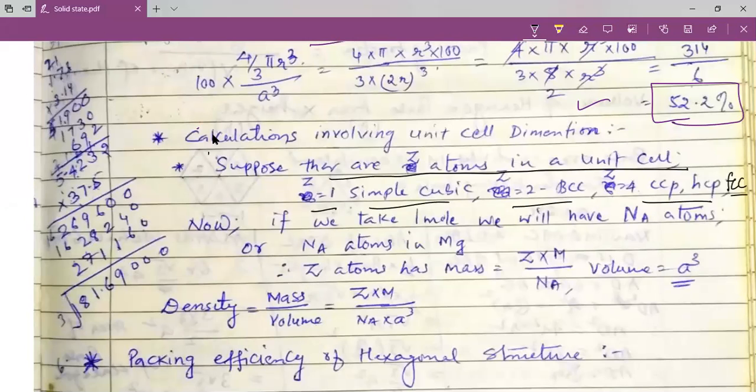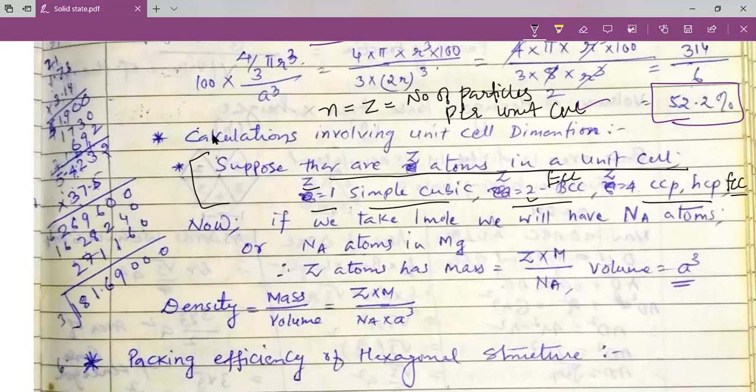So this is what you need to remember. It is better if you remember that during calculation, if you find Z is equal to 1, which I have written as N is equal to Z is equal to number of particles per unit cell. So here Z represents the number of particles per unit cell. If Z is equal to 1, we have simple cubic unit cell. When Z is equal to 2, we have body-centered cubic unit cell. It may be face-centered, it may be end-centered also. End-centered cubic cell also has Z is equal to 2, and if Z is equal to 4, we can have cubic close packing or hexagonal or face-centered cubic cell.